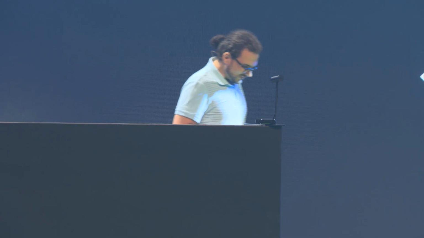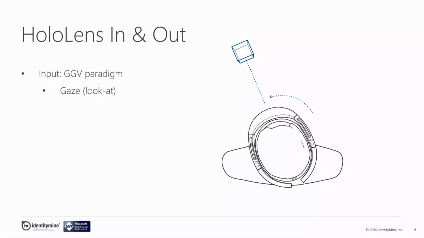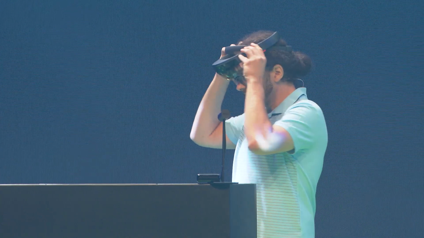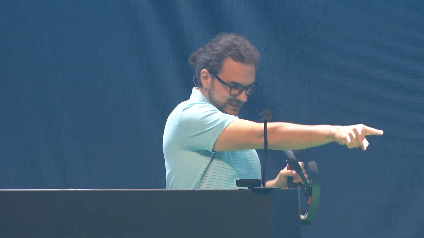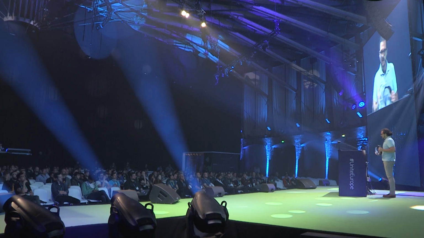So let's talk about input and output with the HoloLens. The HoloLens uses an input paradigm called GGV, which stands for gaze, gesture, and voice. So if I wear the device like this, and I rotate my head, this is how I can set the gaze vector. This is how I can set basically a ray where I'm looking at, right? So I rotate my head, and this is where I'm gazing. And this basically sets your interaction focus. If you think in the desktop world, this is like your mouse move, right?